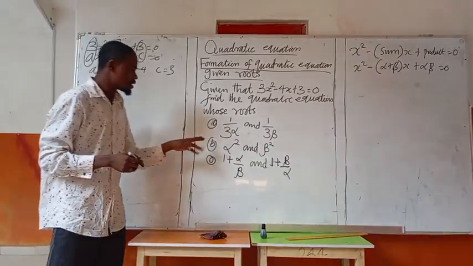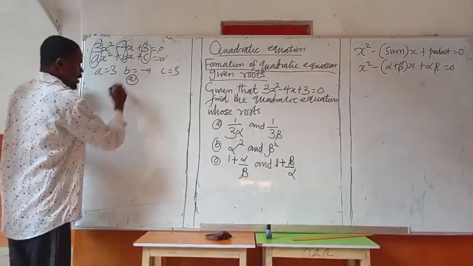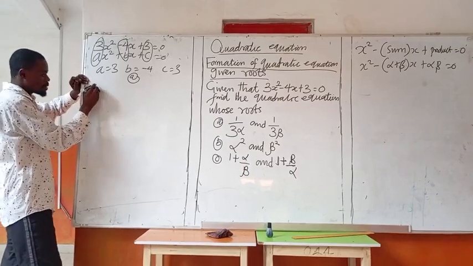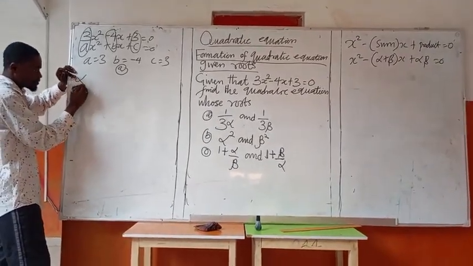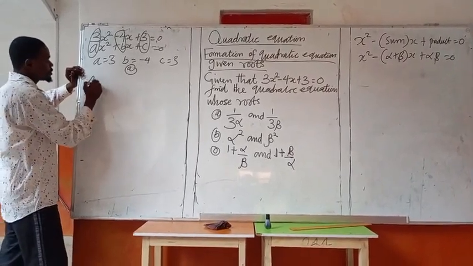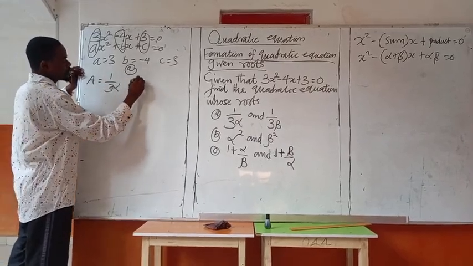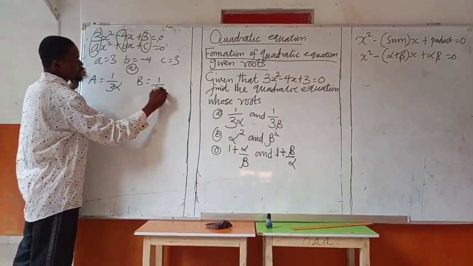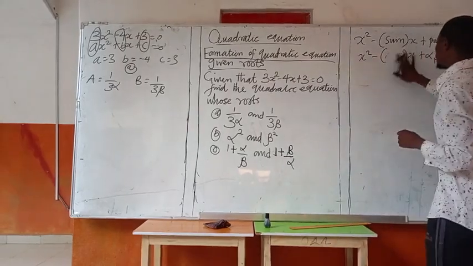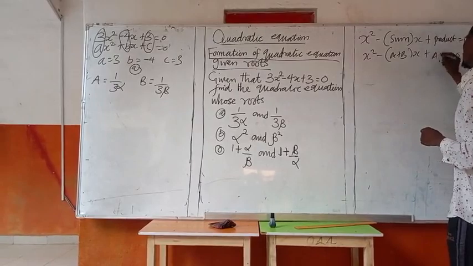In this case, I'll pick the first root as my A, which is 1 over 3 alpha. Then B is equal to 1 over 3 beta. Because if I want to use alpha and beta, it will be somehow difficult for me. Here, I'll change it to A plus B, and here, I'll change it to AB.